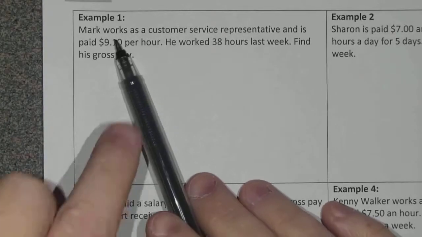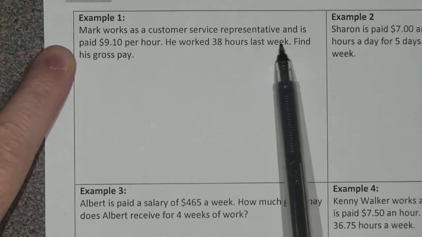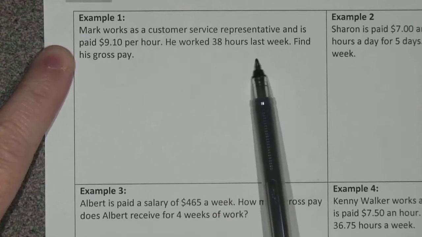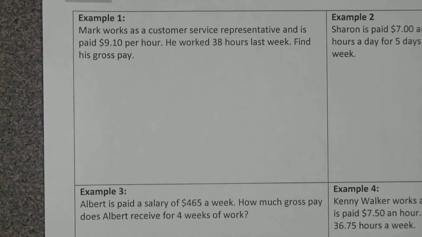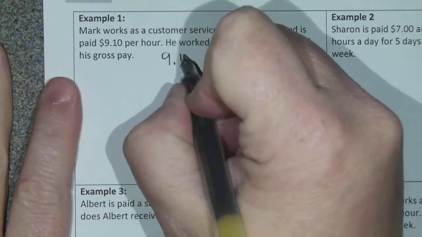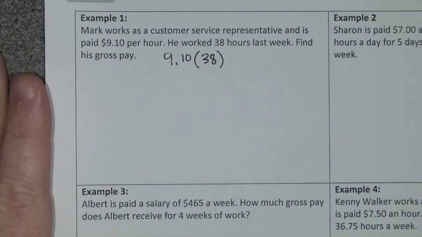All right, you guys, so here's our first example. Mark works as a customer service representative and is paid $9.10 per hour. He worked for 38 hours last week. Find his gross pay. Do you guys already know how to do that? Yeah, it's really just multiply. You're going to take that $9.10 and multiply it by 38 hours. That would give you his gross pay.